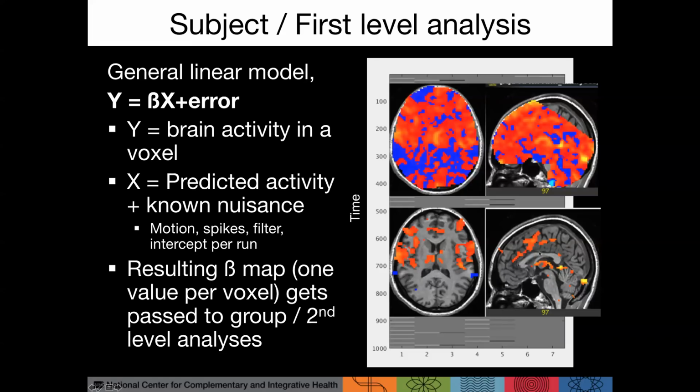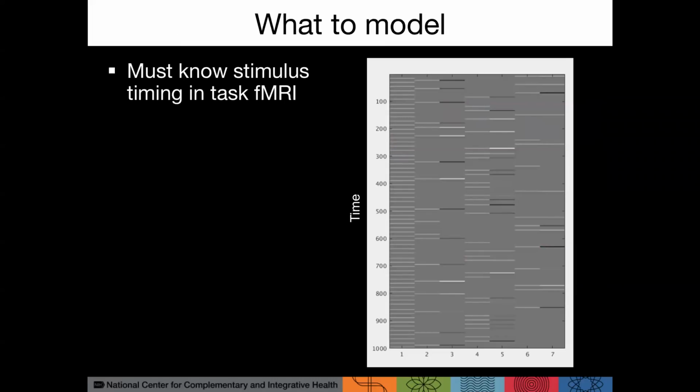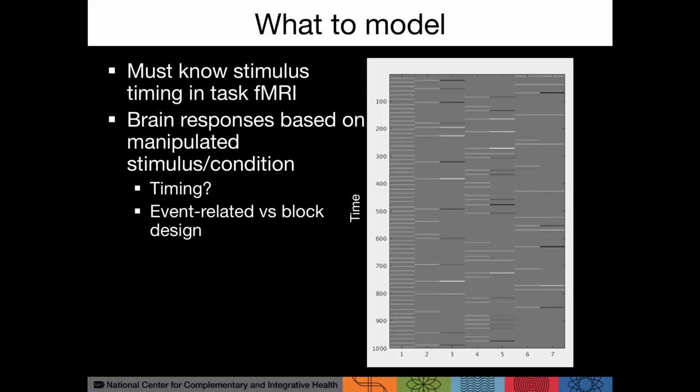But before we get into group analyses, I just want to talk a little bit more about setting up the first level design matrix. So as I said earlier, you need to know your stimulus timing, and you have to design your task so that you can make decisions about the timing. And you measure brain responses as a function of the thing that you manipulated in the study. So the stimulus or the condition you're manipulating. And, if it is a task that doesn't have a known timing, that can be very challenging in terms of deciding how to set up a model.